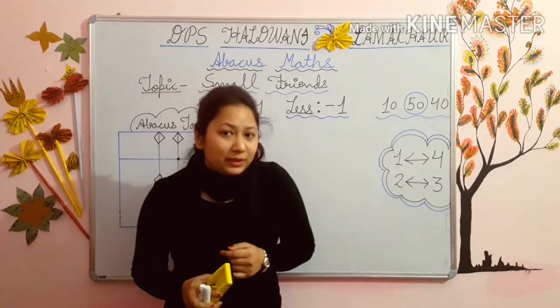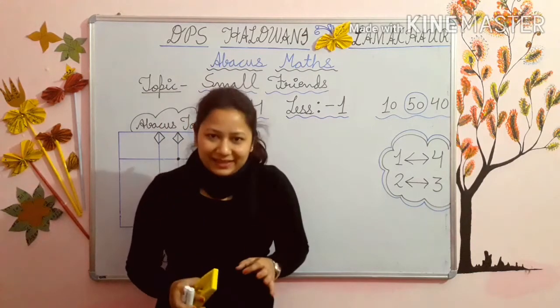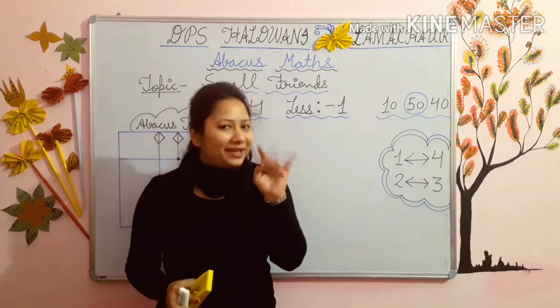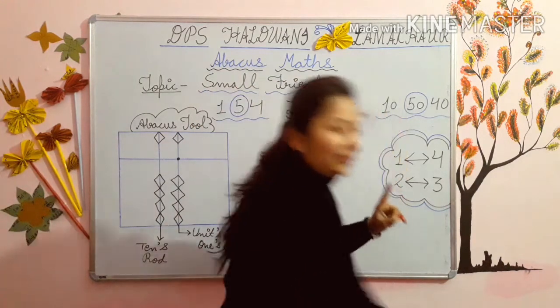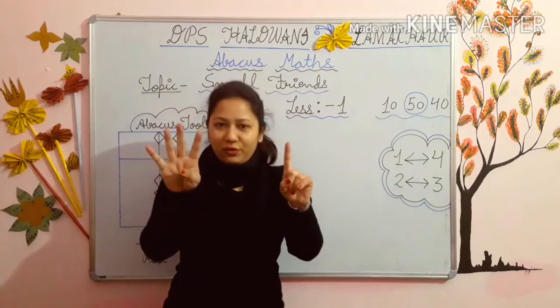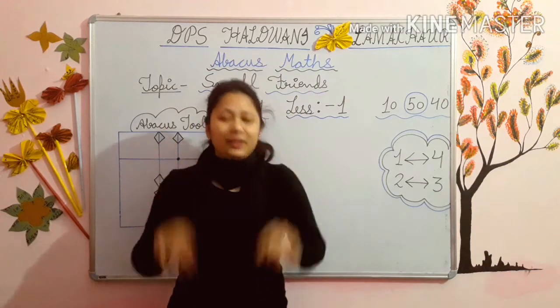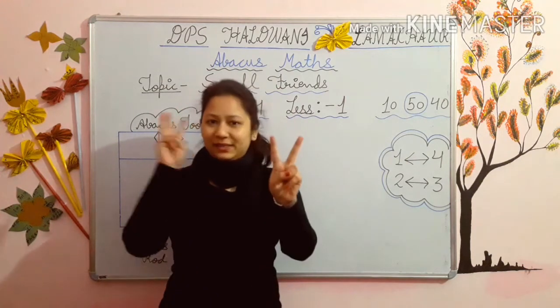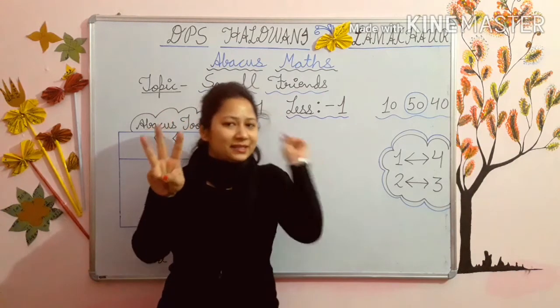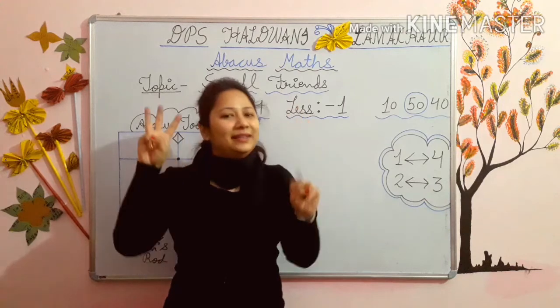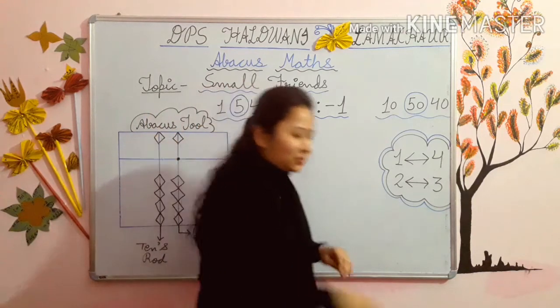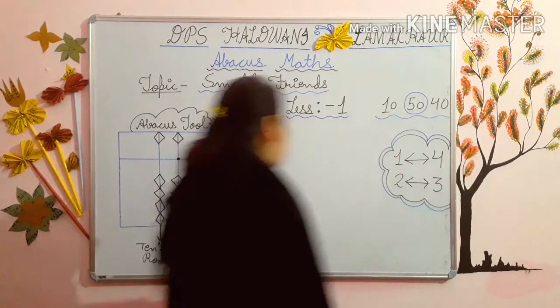How I have told you to learn these friends? You can learn these friends with the help of fingers. See, the friend of 1 is 4 and the friend of 4 is 1. Same way the friend of 2 is 3, the friend of 3 is 2. So with the help of fingers like this, you can learn the friends. So kids, these are your friends.